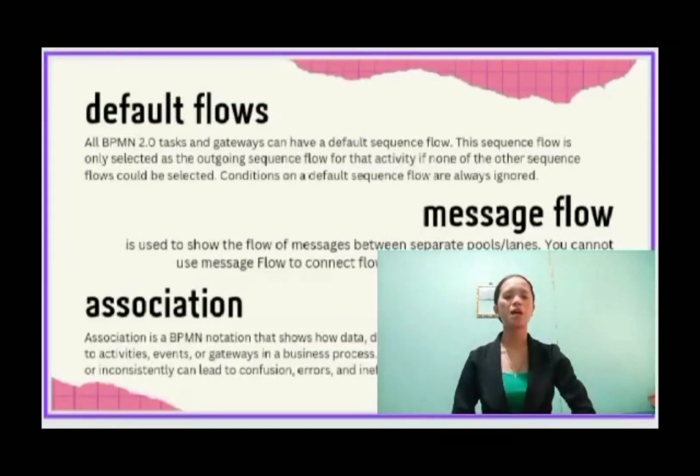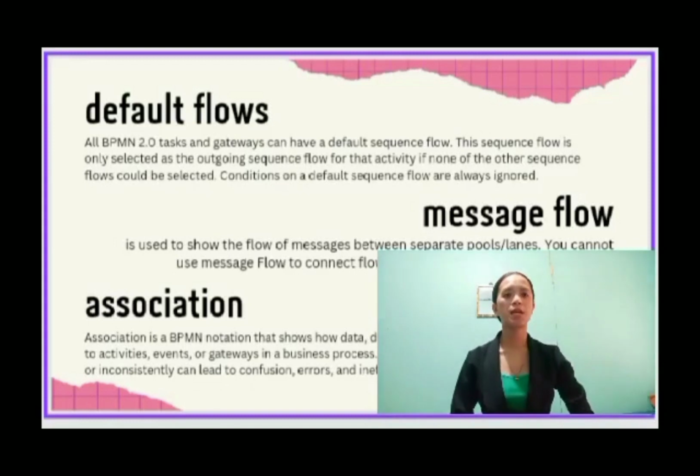The second type of sequence flow is default flows. This represents the default path that will be taken in a process flow if none of the conditions at a decision gateway are met. These flows provide a fallback option when none of the specified conditions match, ensuring the flow continues without any interruption.